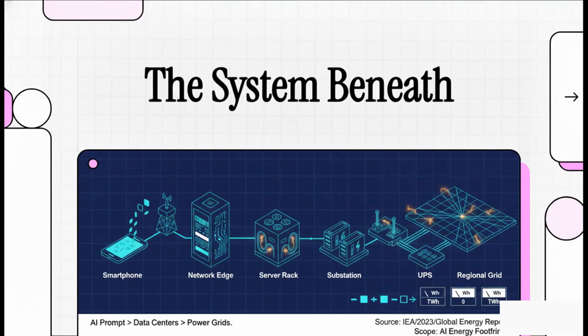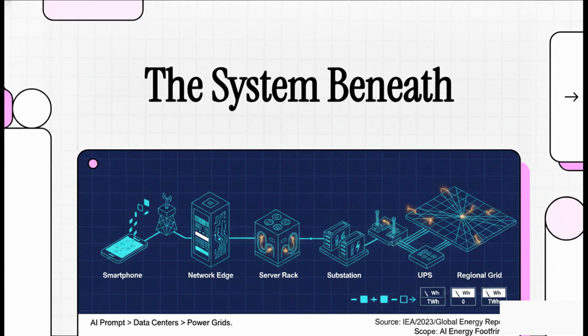Welcome to this explainer. Today we're going to skip right past those vague headlines and map out the actual physical audit trail of a single AI prompt. We're talking the entire journey, from the smartphone in your hand all the way down to the regional power grid. You know, we constantly hear these sweeping claims about AI's environmental cost, and it's usually wrapped up in this invisible, floaty metaphor of the cloud.